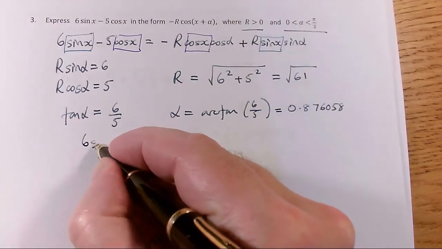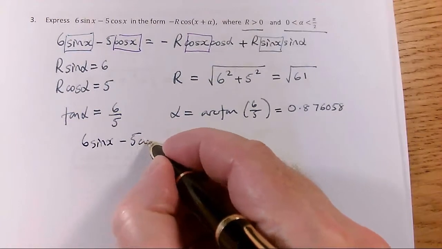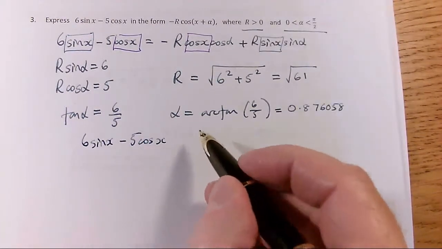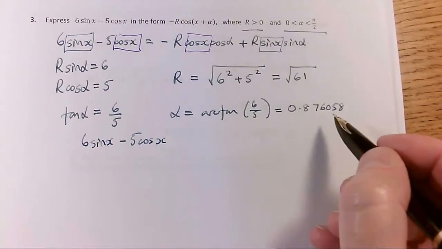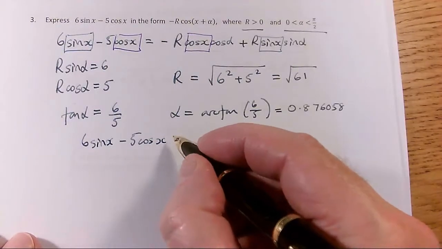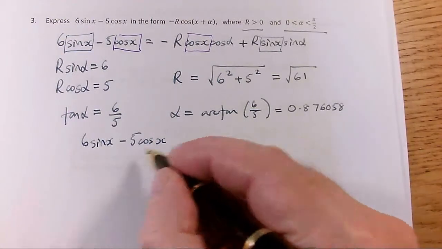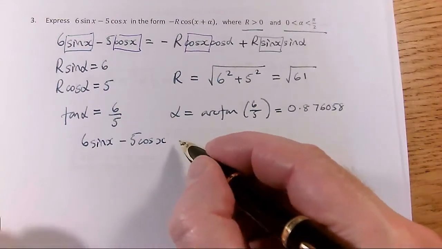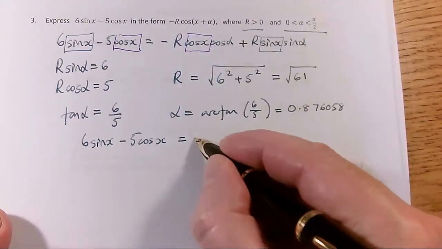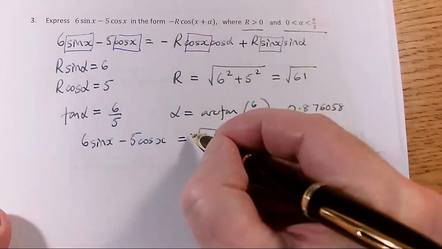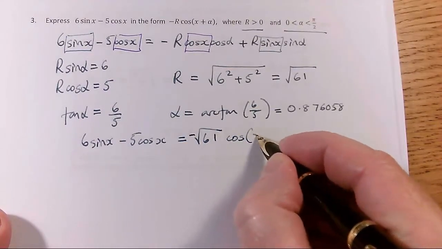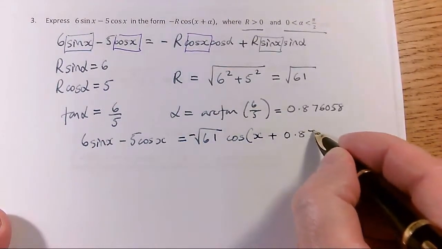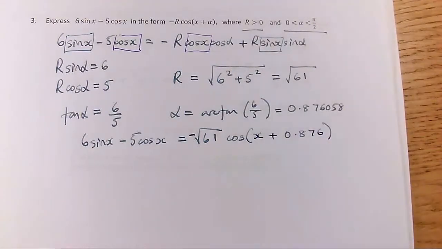I just write down 6 sine of x minus 5 cos of x. Okay, the questioner specified it's an acute angle. So this is my first alpha, but because that's acute, I don't need to look any further. The question shouldn't be lying to me, so I don't need to check a second alpha. And 6 sine x minus 5 cos x is just going to be r is root 61 times, minus root 61, because there's a minus in front of the r, cos of brackets x plus 0.876 to 3 significant figures, double underline it. And we have a marvellous solution. Well done.